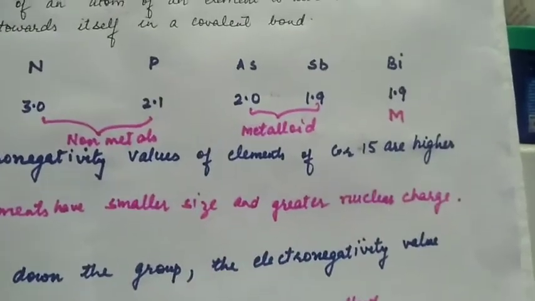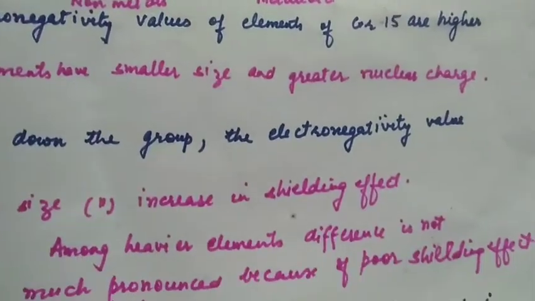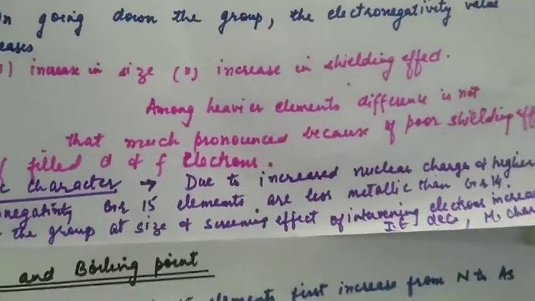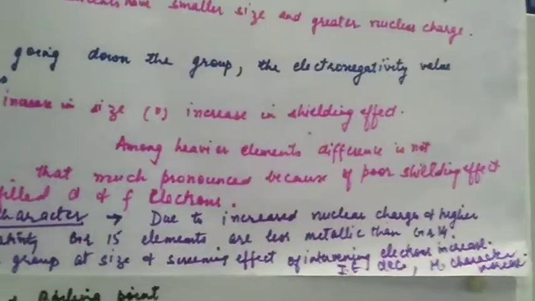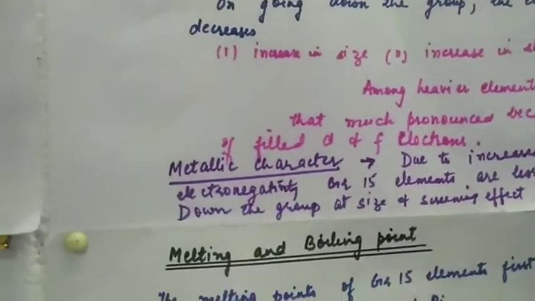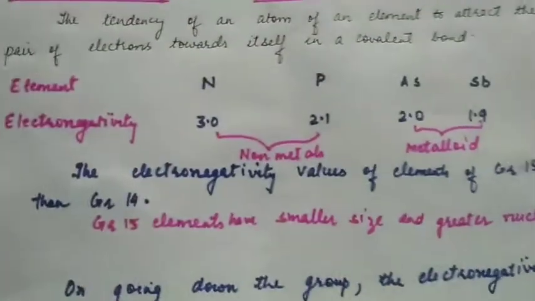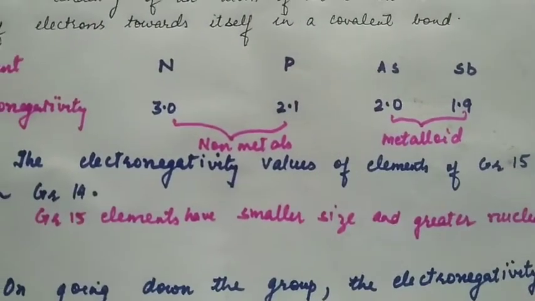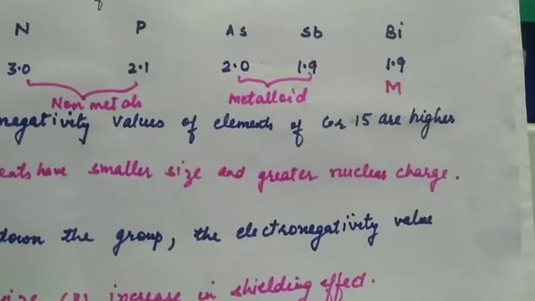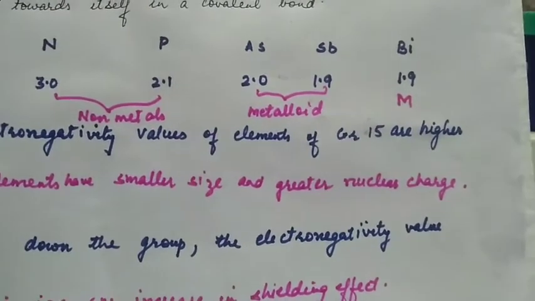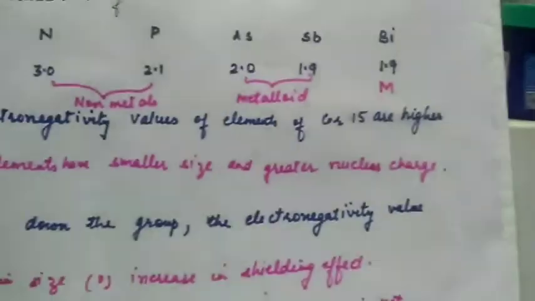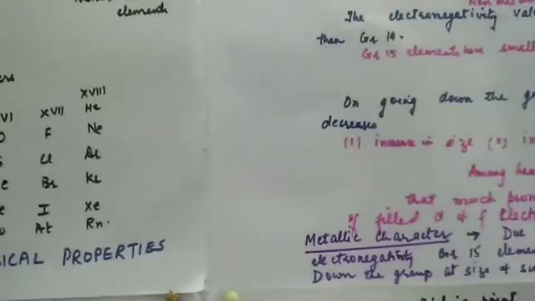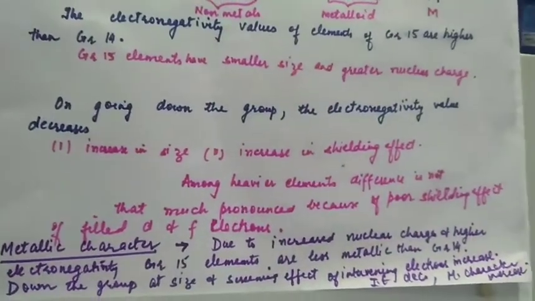Among the heavier elements, the decrease in electronegativity is not so prominent, not so pronounced, because of the poor shielding effect of filled d and f electrons. Non-metallic character decreases down the group. The first two elements, nitrogen and phosphorus, are non-metals. The next two elements, arsenic and antimony, are metalloids, and bismuth is a metal. So bismuth is the only metal of the nitrogen family. Others are metalloids or non-metals.